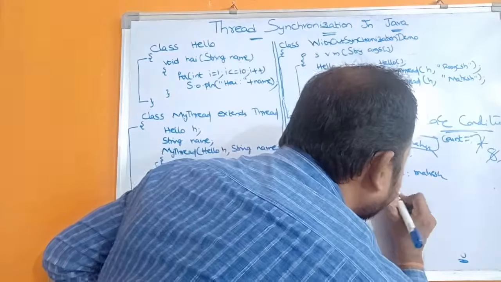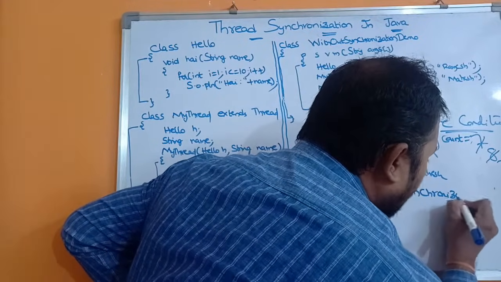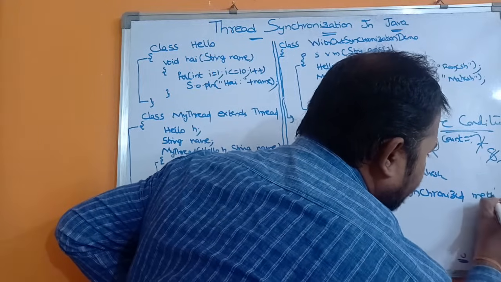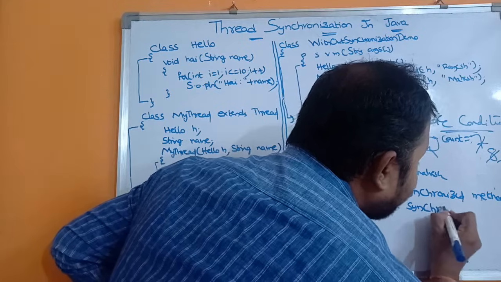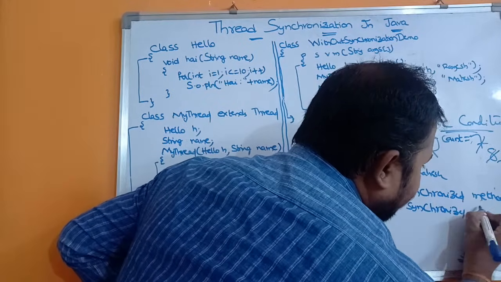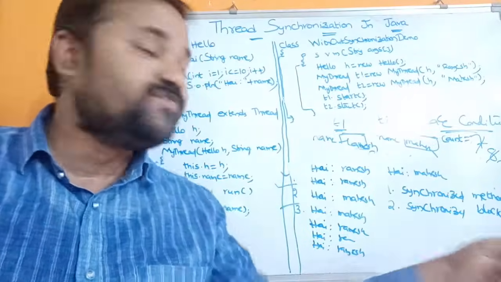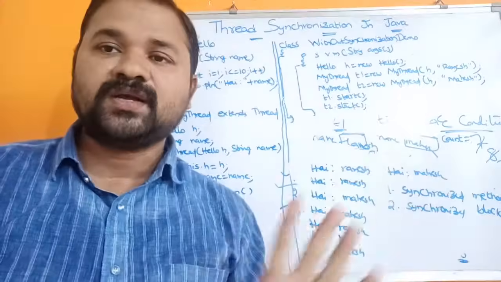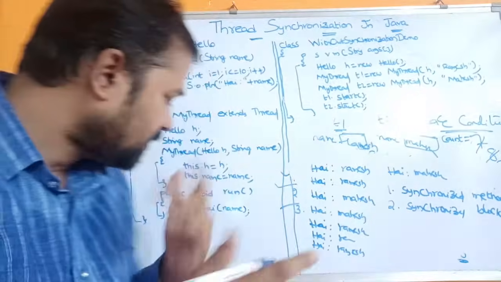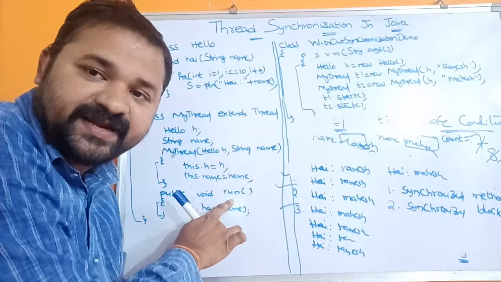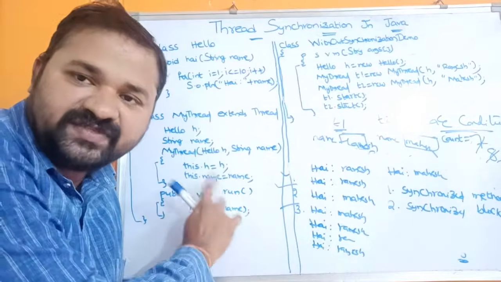Here we can perform synchronization in 2 ways. The first way is the synchronized method, whereas the second way is the synchronized block. We can perform synchronization only on methods and blocks. We should not perform synchronization on predefined methods. Here run is a predefined method which is available in the Thread class. We should not perform synchronization on this method.